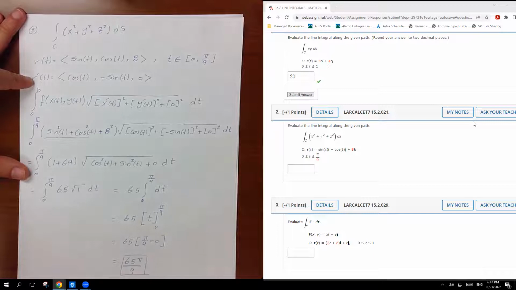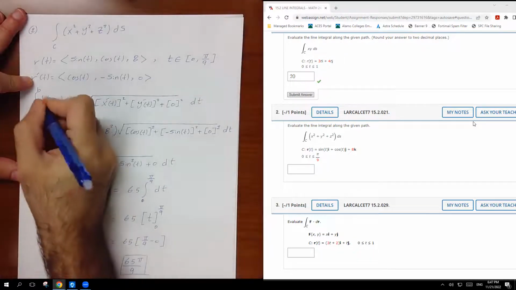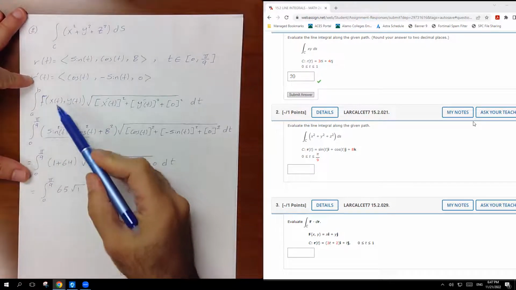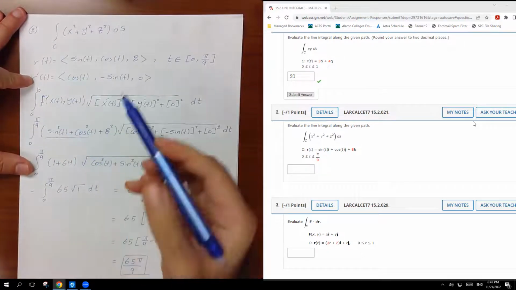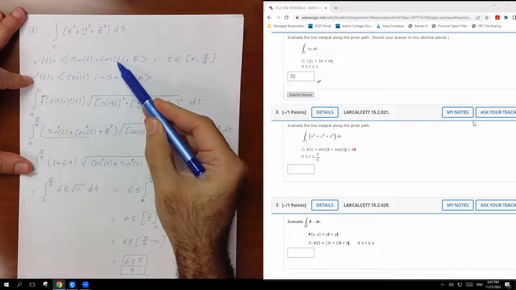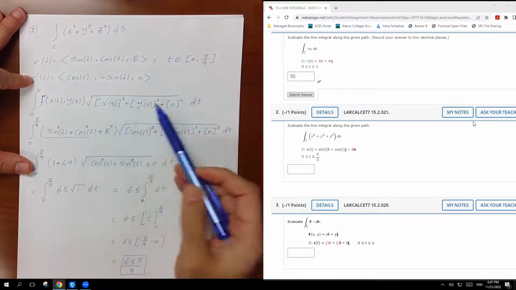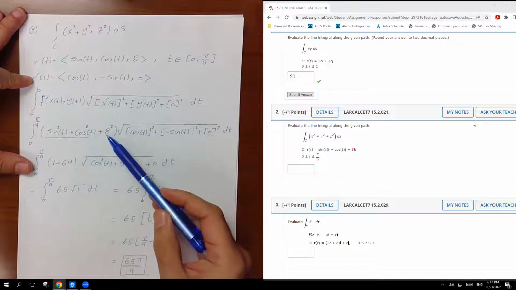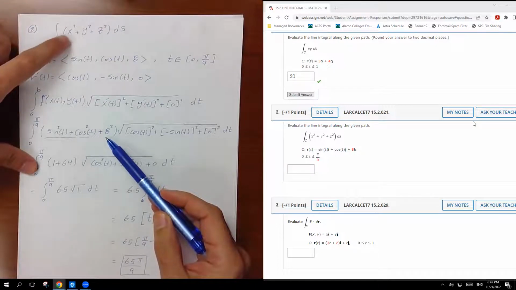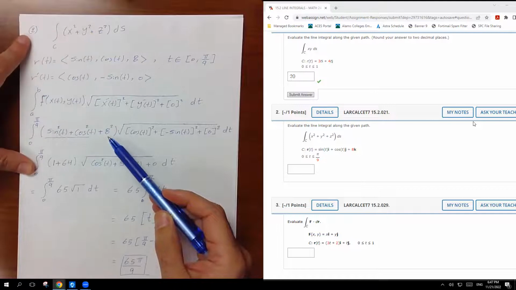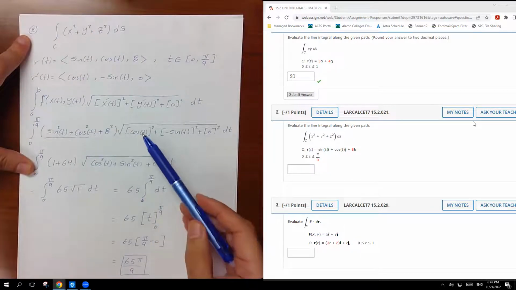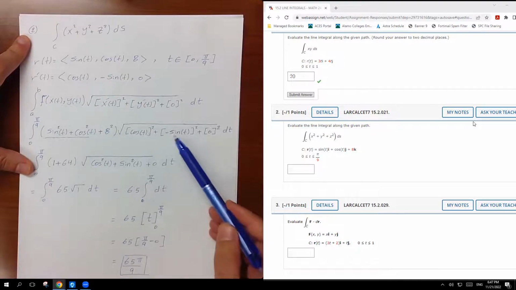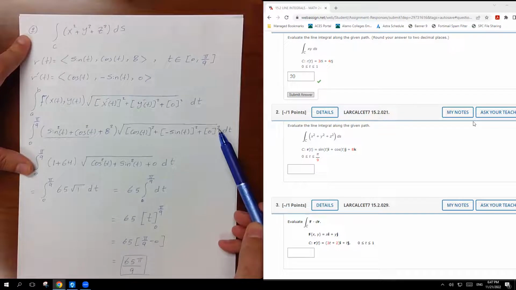So our f of t is going to be, this is also f of t with x of t, y of t. This is x and this is y, and this is now with 3 components. There is another component, which is z. So it's going to be x squared plus y squared plus z squared, and it's going to be the square root of cosine t squared plus negative sine t squared plus 0 squared.